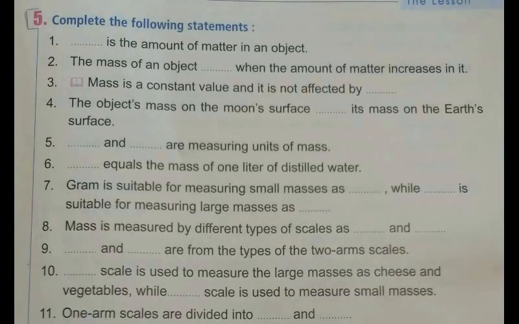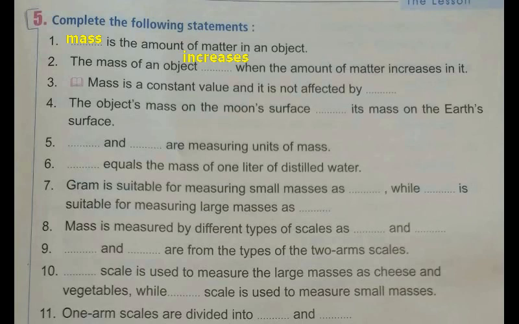Question number 5. Complete the following statement. Number 1. Blank is the amount of matter in an object: mass. Number 2. The mass of an object increases when the amount of matter increases in it.